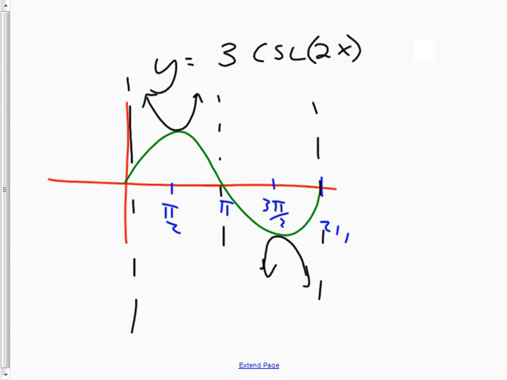Okay, next thing. How do I make it 3 times as tall? I don't have to move it. That spot used to be 1. I'm just going to fake it and change it to a 3. And this spot used to be a negative 1, and I'm just going to change it to a negative 3. There we go. Took care of that part.